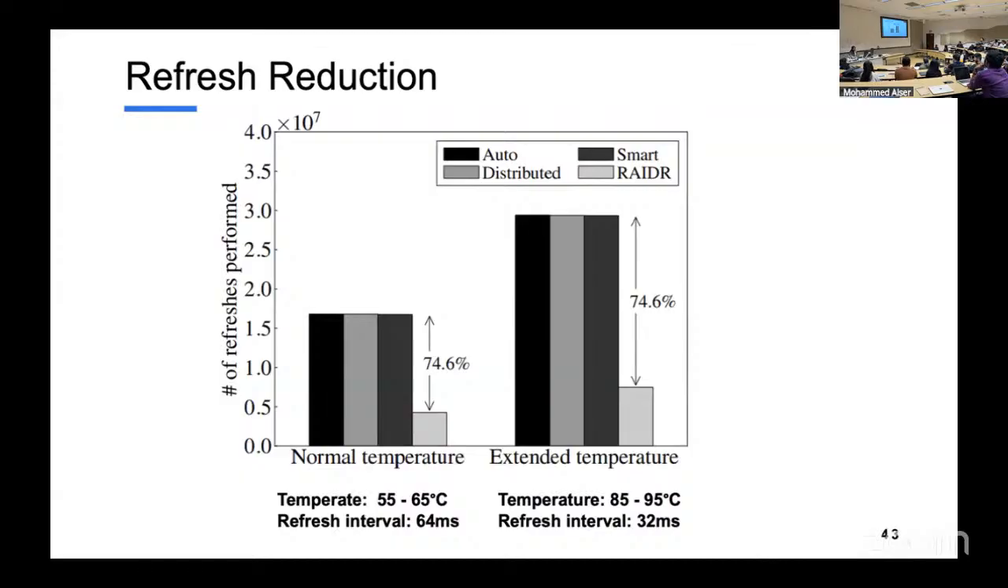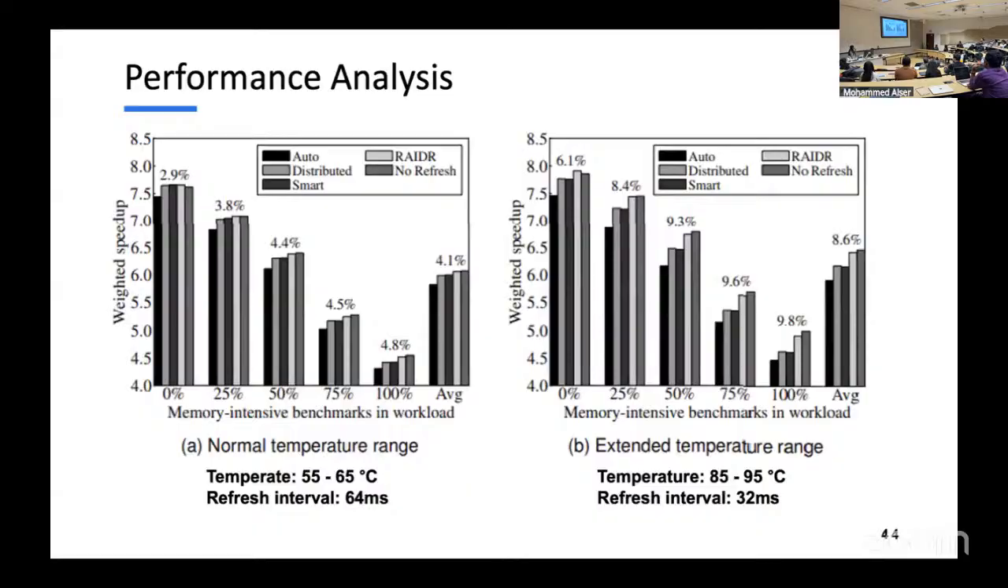When compared in the performance analysis, they considered the memory intensive benchmark workloads as 0, 25, 50, 75, and 100, and the average. If you observe the graph, the average RADAR performance improvement is 4.1, which doubles to 8.6 with the extended temperature workload. So this is the performance analysis. From this we can say that irrespective of whether the temperature is increased or decreased, RADAR performed very well compared to the other mechanisms.